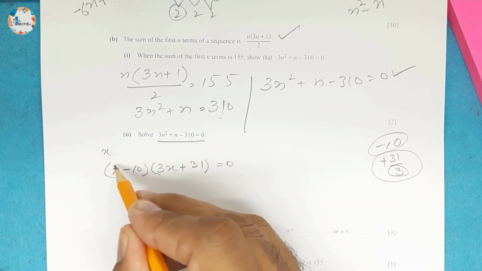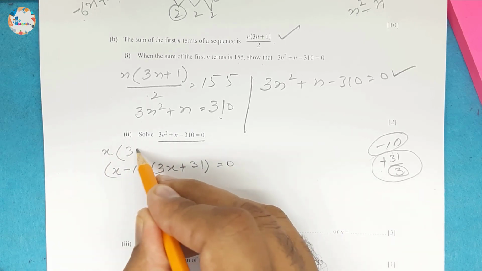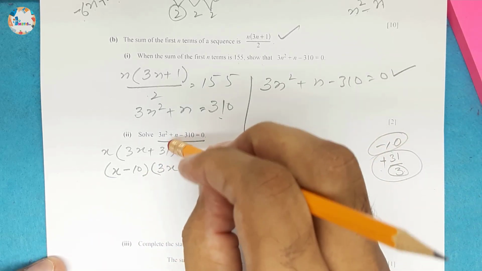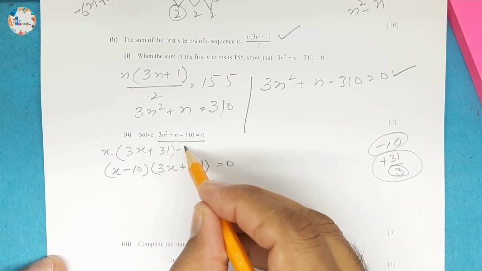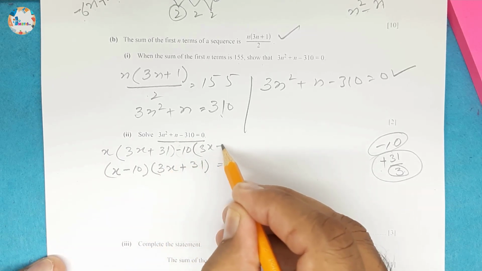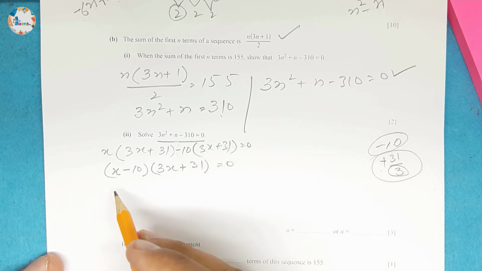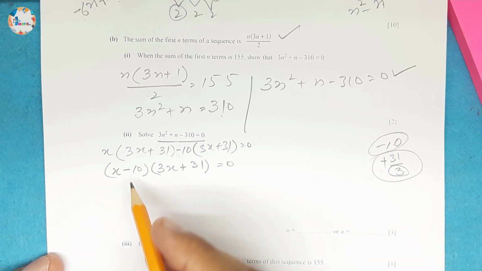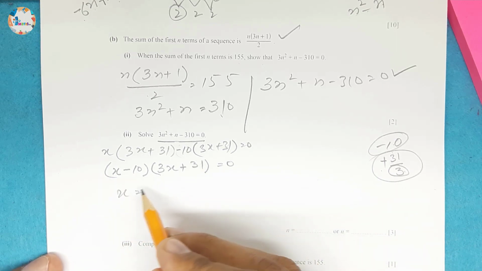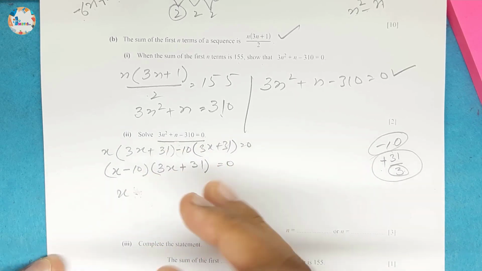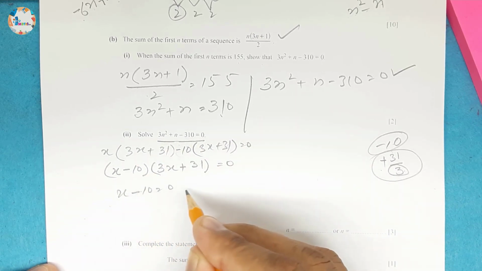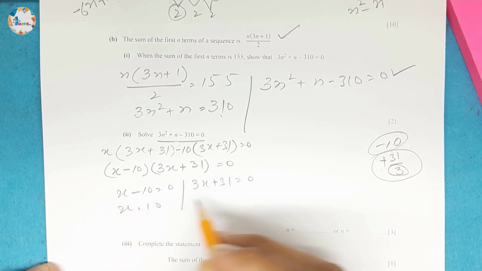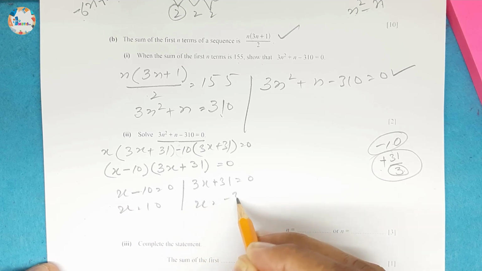So we can write here x into 3x plus 31 and minus 10 into this 3x plus 31 is equal to 0. So this is like an additional step we are writing, because this is a 3-mark question. So we can write here x minus 10 is equal to 0, and 3x plus 31 equal to 0. So x is equal to 10 and x is equal to minus 31 over 3.